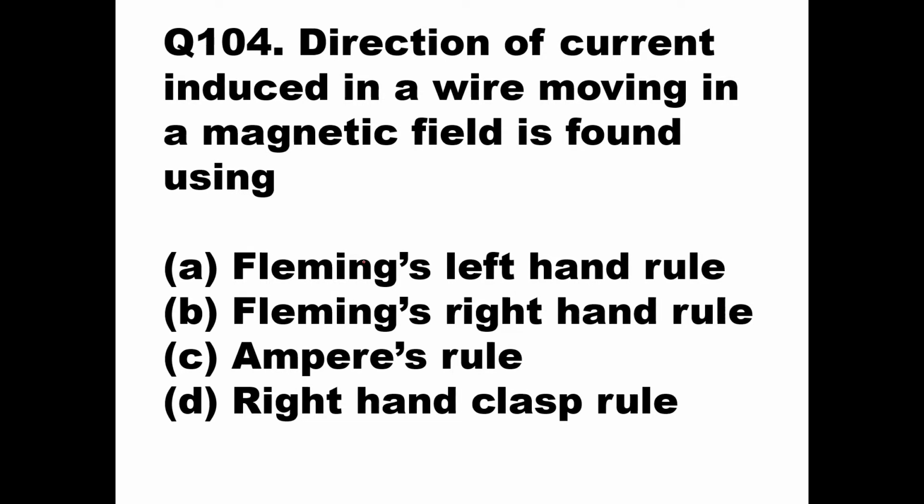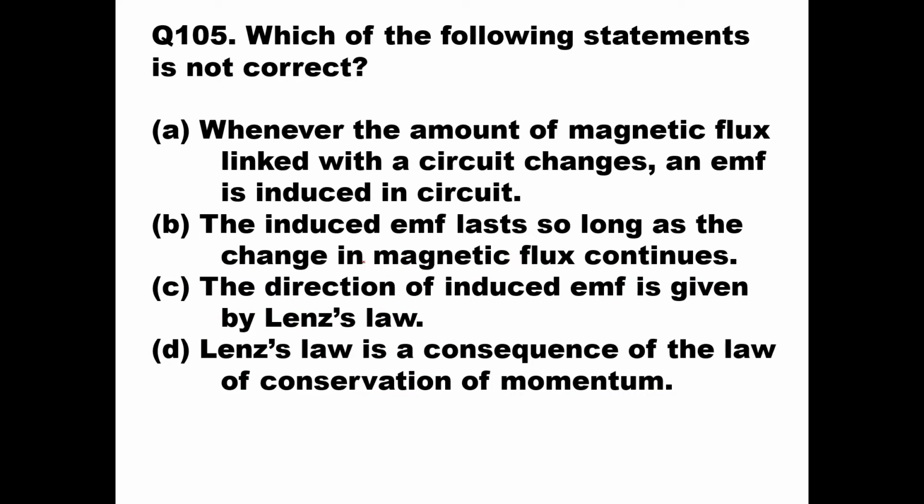So according to Fleming's right hand rule, we will get the direction of induced current in a wire which is moving in a magnetic field. So here the answer should be option B, Fleming's right hand rule. Okay, then we'll go to the next question.